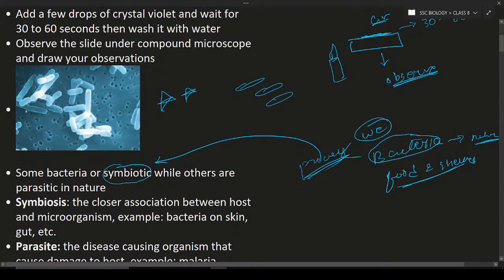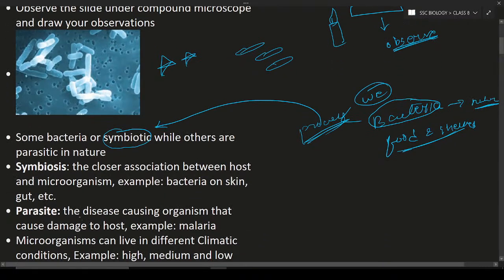Others are parasitic. What is parasitic? A parasite is also a microorganism that causes disease to the organism. For example, malaria. If any person gets malaria, that person is going to suffer a lot, and if not treated, that person may die. So malaria is a parasite, and the bacteria present in the gut is a symbiotic microorganism. It is like a friend.